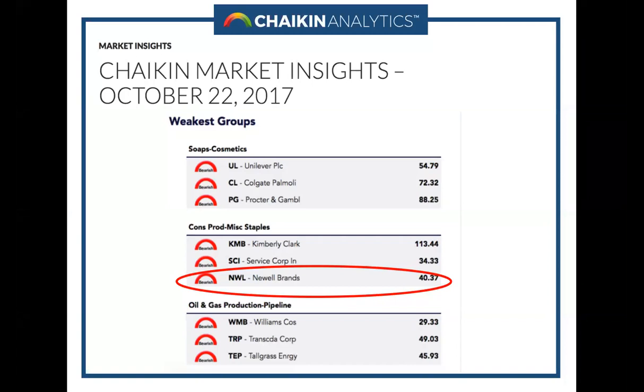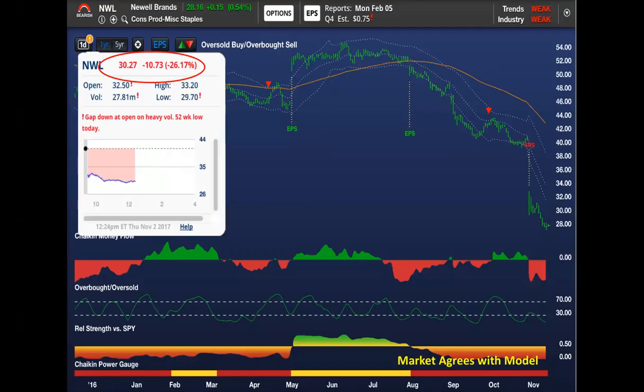Every week in Market Insights, we identify 3 strong and 3 weak industry groups, and then 3 stocks within those groups that have bearish or bullish power gauge ratings. So less than a month ago, we identified consumer products, miscellaneous staples as a weak industry group. Kimberly-Clark has been a dog, pays a good dividend, so a lot of people are attracted to it. Newell Brands, very acquisitive consumer staples company, was trading at 40.37.